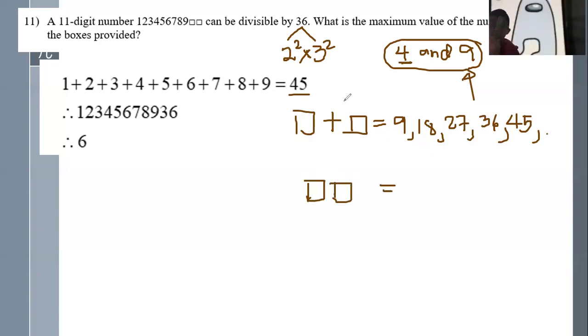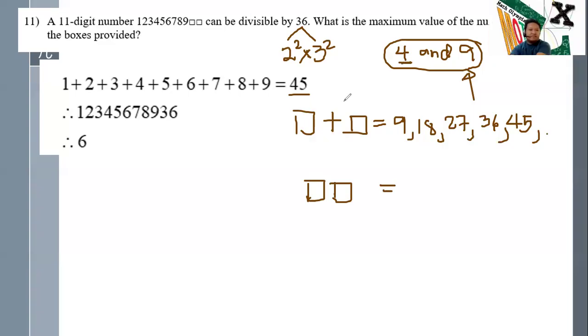Any question with that? The one raising a hand, yes? Any question?